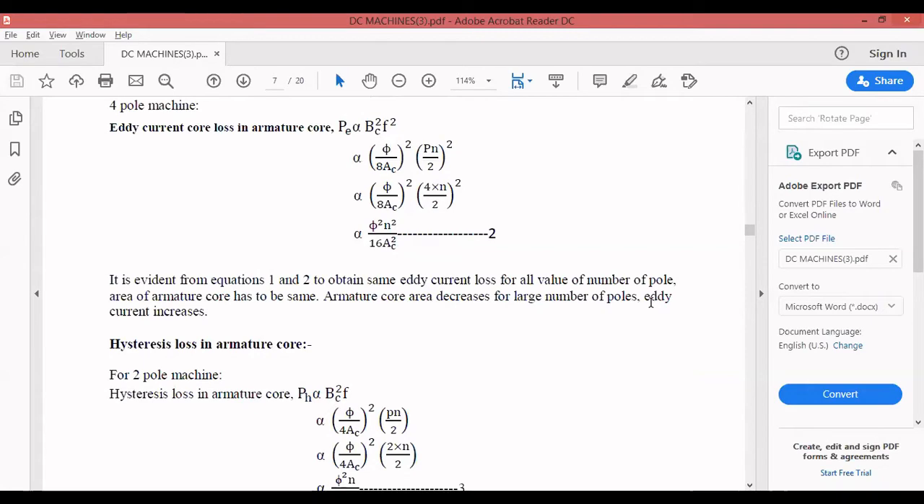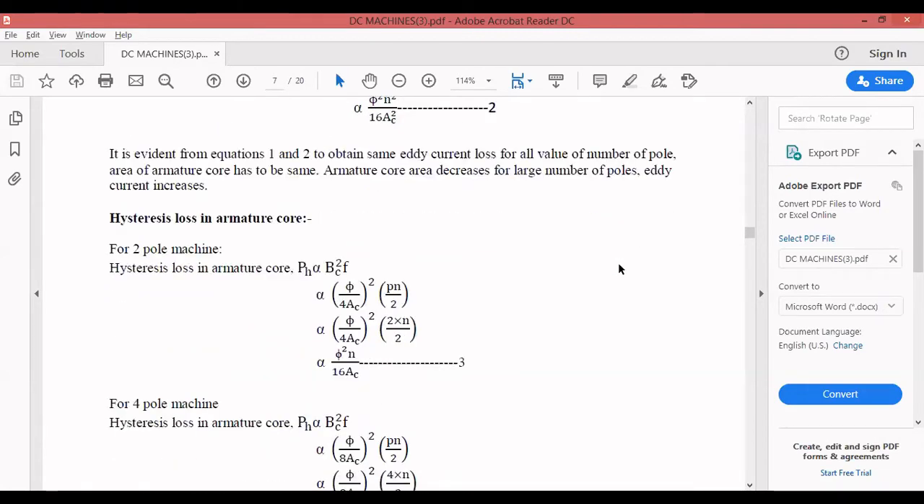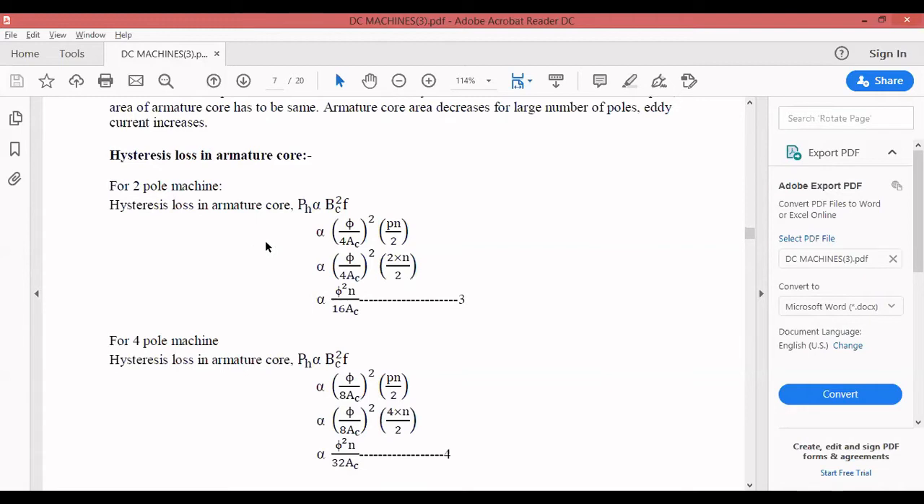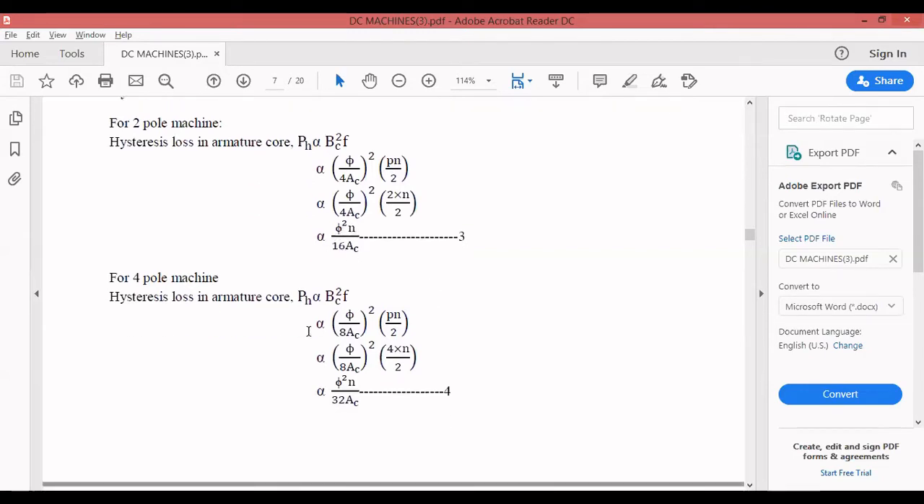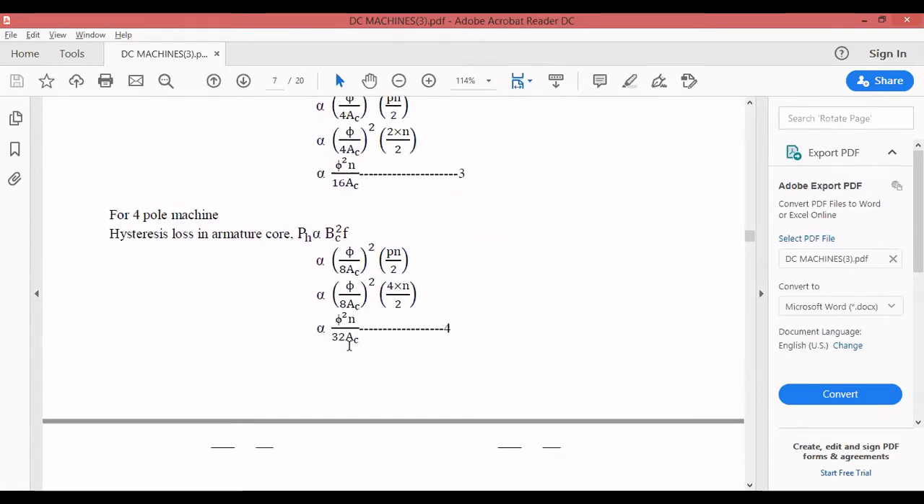Likewise, we can do the analysis for hysteresis loss. So you can see here, hysteresis loss. Once again, for a two pole machine, it is given by the equation P is proportional to BC square F. BC is nothing but flux density, flux by area, phi/4 to PN by 2, 2 into N. So what you get here is phi square N by 16 AC. This is for a two pole machine. And here for a four pole machine, P is proportional to BC square F. You substitute for flux. Flux is nothing but phi/8 AC, PN square by 2. So what you get here is phi square N by 32 AC.